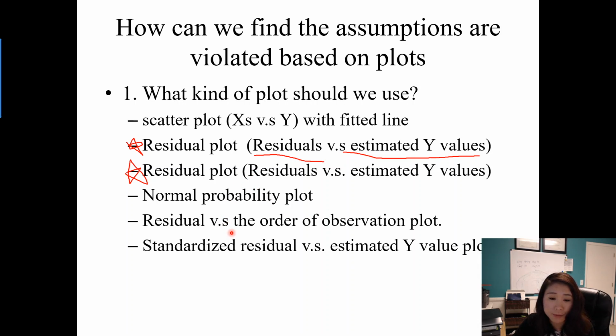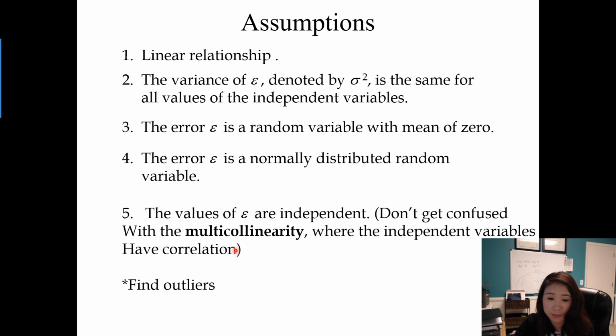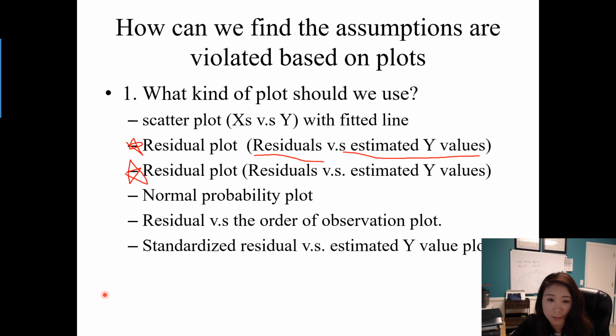Computer won't be able to generate it for us. So the vertical axis is the residual and the horizontal axis is the order of the observation. The last one I'm showing you here is used for finding outliers. This is not part of the assumptions. It literally just helps us find outliers.